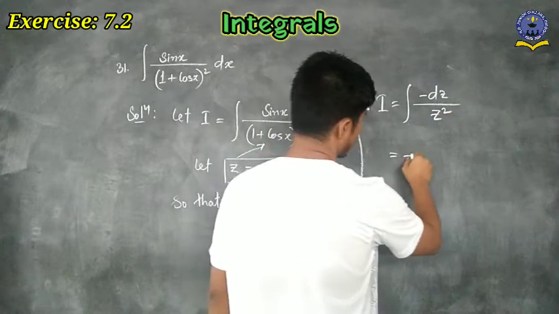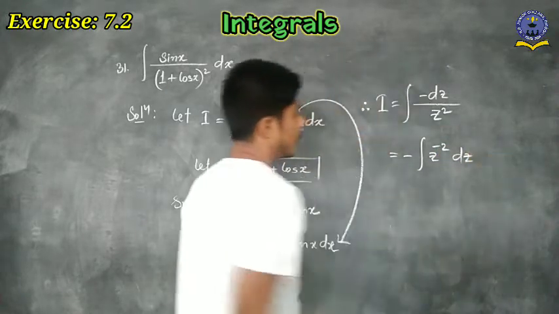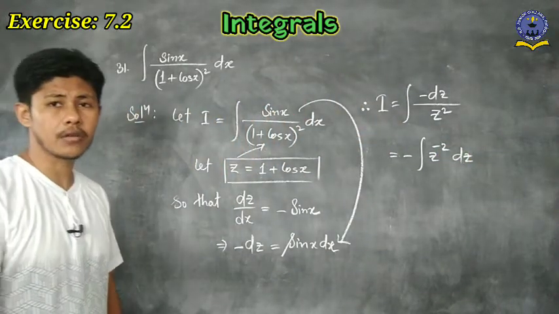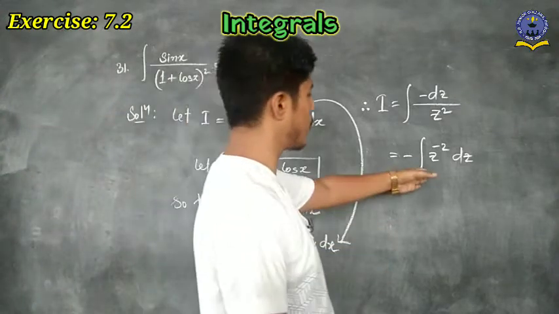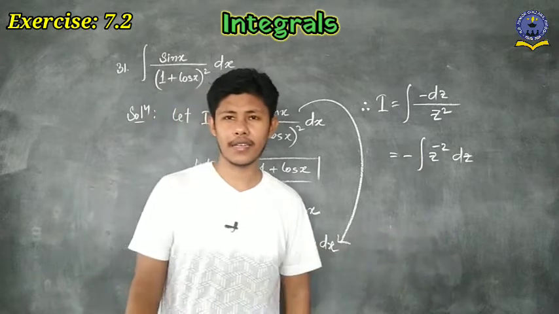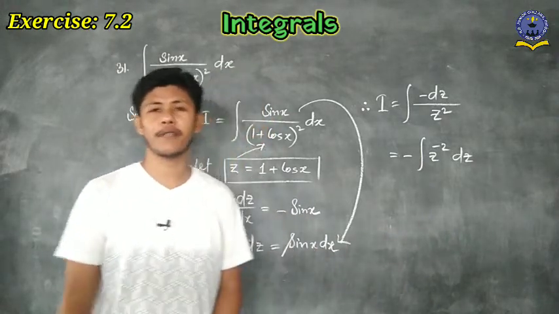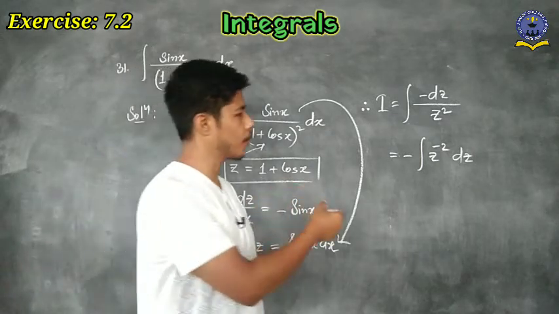So now this is minus integration of z to the power minus 2 dz. Z square means z to the power minus 2 dz, easily we can write. So it is of the form integration x to the power n dx, isn't it? Integration x to the power n dx means x to the power n plus 1 divided by n plus 1. So this formula we have to use here.